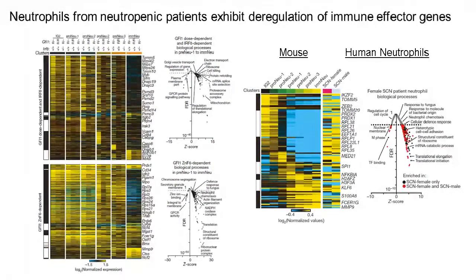We next sought to translate our findings to human, so we obtained neutrophils from neutropenic patients and performed single-cell RNA-seq. As shown in the middle panel, you can see that the genes deregulated in the neutropenic patients are enriched in genes that are differentially expressed during normal granulopoietic development in mice. And again, we see that these genes are enriched in processes involved in neutrophil function, as well as some involved in protein translation. Given this finding, it's possible that protein expression is deregulated in these mutant cells as well.